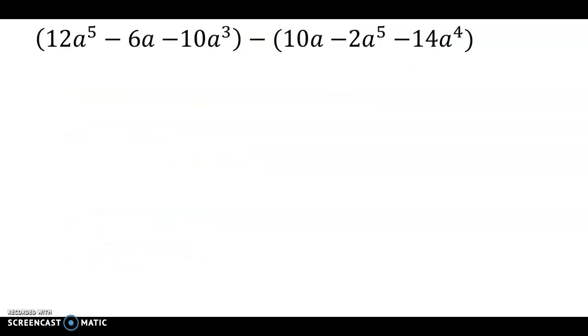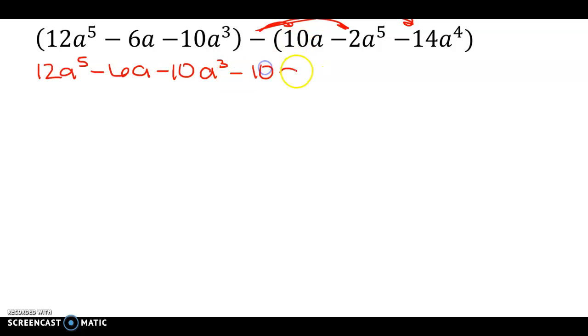Where's my mouse? Okay, last example. Looks a little difficult. Okay, remember you're going to distribute that negative through. So the first guy stays the same, 12a to the 5th minus 6a minus 10a cubed. Distribute the negative, I get negative 10a plus 2a to the 5th plus 14a to the 4th.